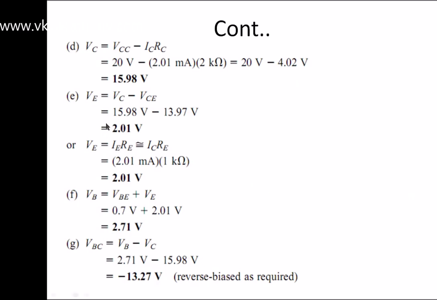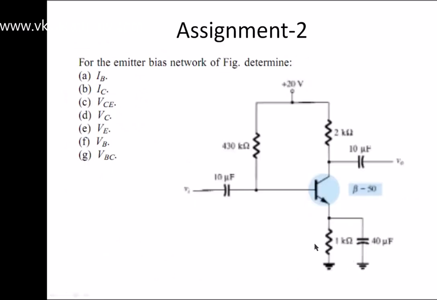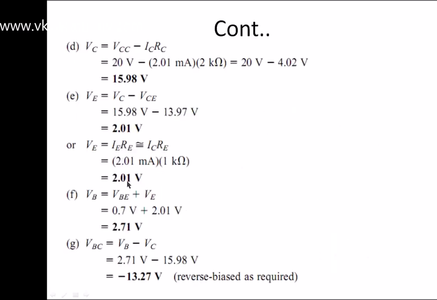Now let us calculate the VE voltage. The VE voltage can be calculated by two methods. The first method is IE into RE. As RE resistance is connected at the emitter terminal, the overall voltage drop in this path is the IE current and RE resistance, IE into RE, which is 2.01 volt. This is the first method. The second method is VE is equal to VC minus VCE, because we know VCE is equal to VC minus VE. So VE can be calculated as VC minus VCE, which is also 2.01 volt.